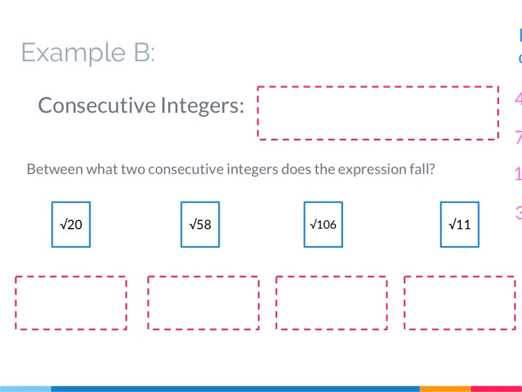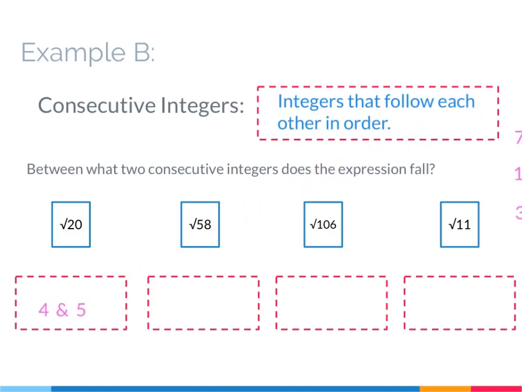So now we need to know what consecutive integers are. Consecutive integers are integers that follow each other in order, like 1 and 2, or 3 and 4, or 9 and 10. Those numbers are in order, they're consecutive, they're one right after the other, so those are consecutive integers. So we're talking about the square root of 20. We're going to go ahead and type that in our calculator, and when we do that, we know that it's going to be a decimal that gets us between 4 and 5.